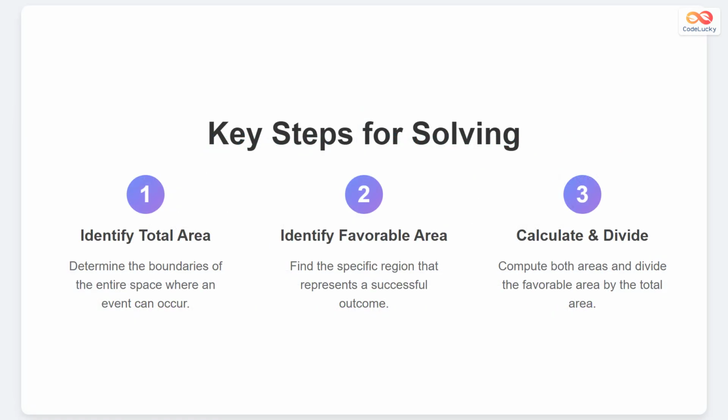To solve any area-based probability problem, just follow these 3 steps. 1. Identify the total area, which is the entire space of possibilities. 2. Identify the favorable area, which is the specific target region. And 3. Calculate the areas and divide the favorable by the total.